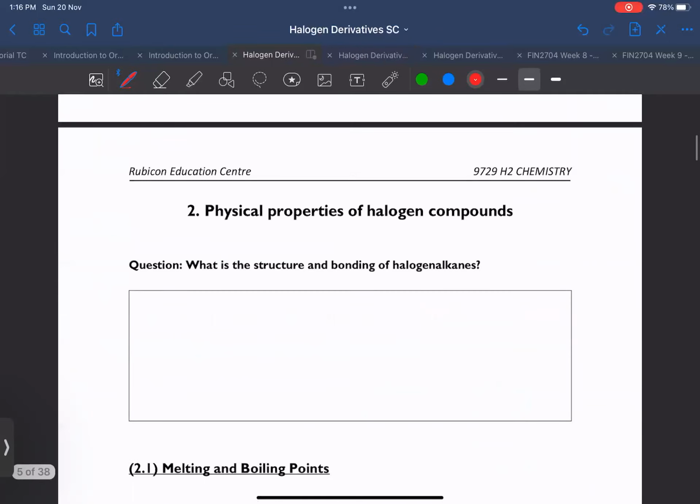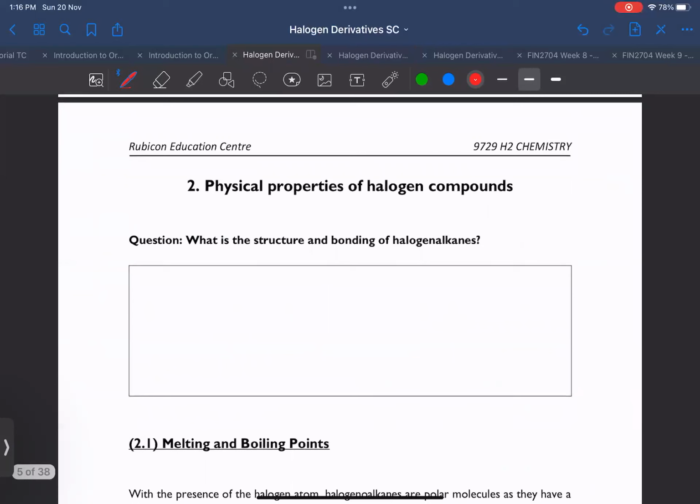There are some physical properties that we need to look through. Again, this serves as a revision for chemical bonding. A lot of these things are very important also. First of all, when we look at a halogenoalkane, let me just draw a random one over here. Let's identify our structure and bonding, because remember, a lot of questions like to ask what's the structure and bonding of something, and then you explain the boiling point and whatnot. So again, you must classify this. One mark for structure, one mark for bonding. So what is the structure of a halogenoalkane?